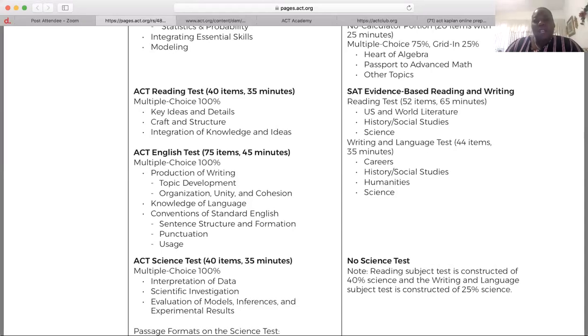Then there are other topics such as production of writing, topic development, making sure that it's organized, unity and cohesion exists, and just basic knowledge of language.